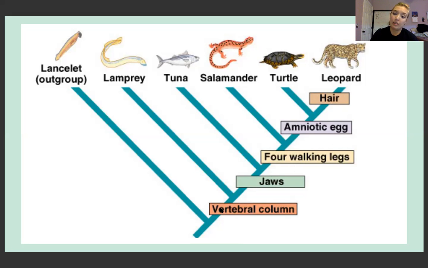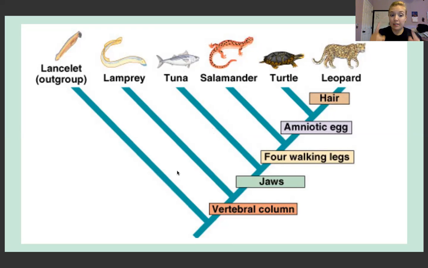So this characteristic, vertebral column, is only in the organisms that are to the right of the word. So here is vertebral column. Lancet does not have a vertebral column, but everything to the right of it does. So lamprey, tuna, salamander, turtle, and leopard all have a vertebral column. If we look at 4 walking legs, everything to the right of it has 4 walking legs, but to the left, they don't have 4 walking legs.